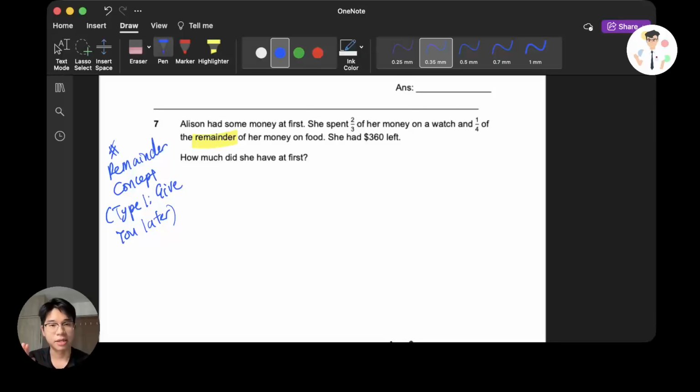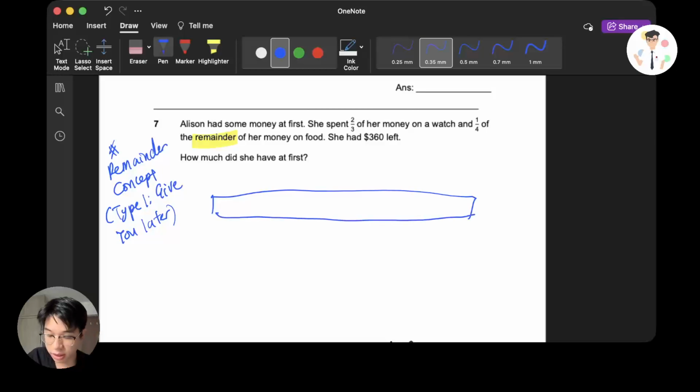Alison has some money at first. I don't know how much the money is, so I just draw a big model here. And she spent 2/3 of her money on a watch. So that means if she has 3 units, she will have spent 2 units on the watch. Wow, so expensive. And 1/4 of the remainder of her money on food.